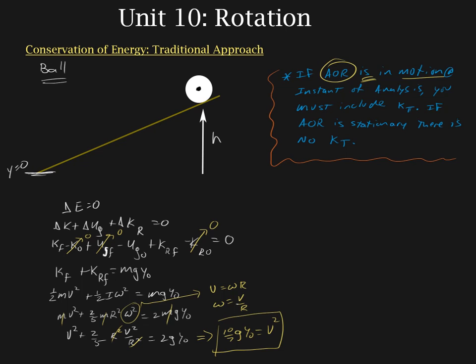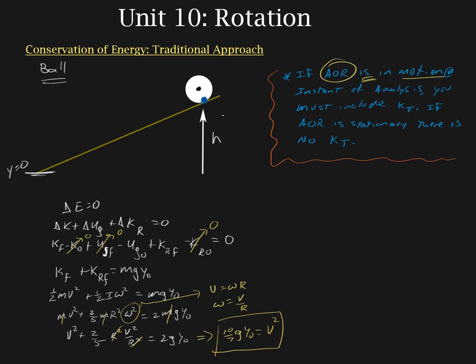Now let's take a look at the non-traditional approach. In the non-traditional approach, we're going to move our axis of rotation to this point right here. Now, when this ball is rolling down the ramp, when I look at the axis of rotation through the center of mass, I know that the center of mass is actually in motion, and therefore, according to this rule that I've written out for you, I'm going to use translational kinetic energy because the axis of rotation itself is in motion.